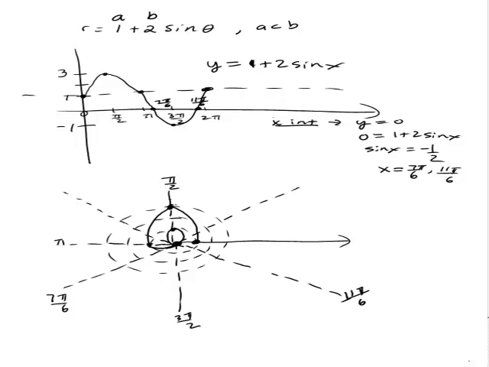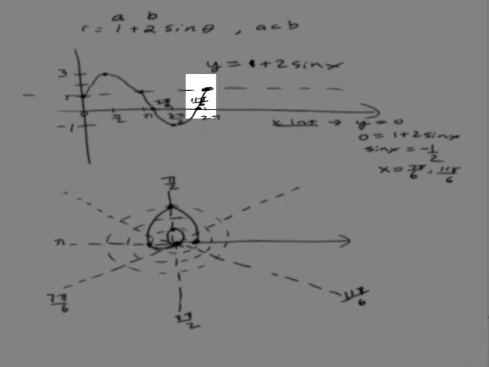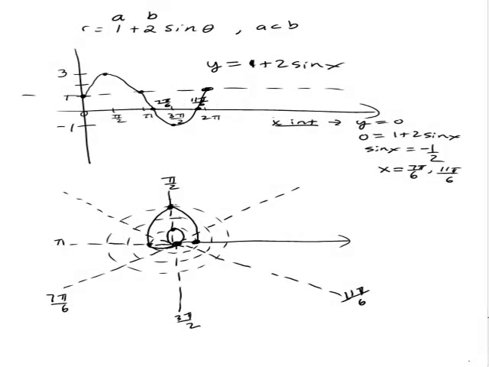Looks like we're almost finished. Now from 11 pi over 6 to 2 pi, all the r's are positive. So now we're looking at all the stuff in here, and those increase from 0 to 1, so we go back out to 1. And there it is. That's our limaçon with an inner loop.